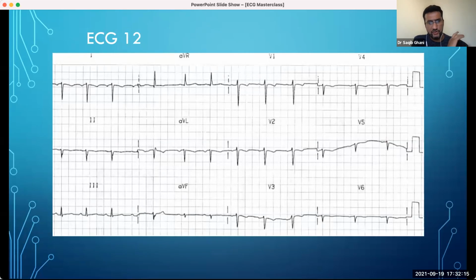I wish I had more time. I could teach how to look at axis, because you need to look at axis in this one. I mentioned it earlier. You need to look at R wave progression. Right axis deviation. Well done, someone said that.